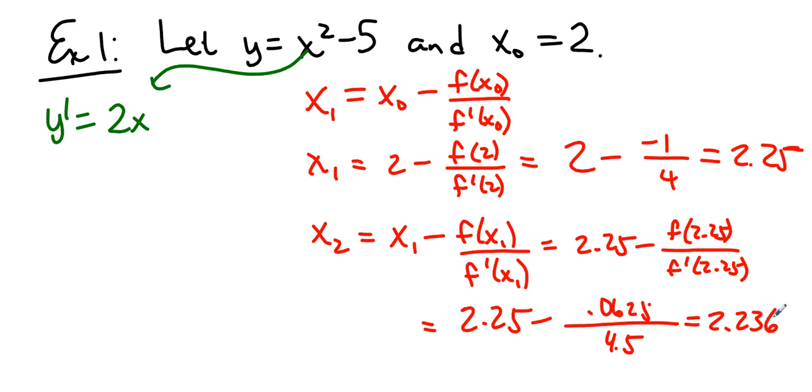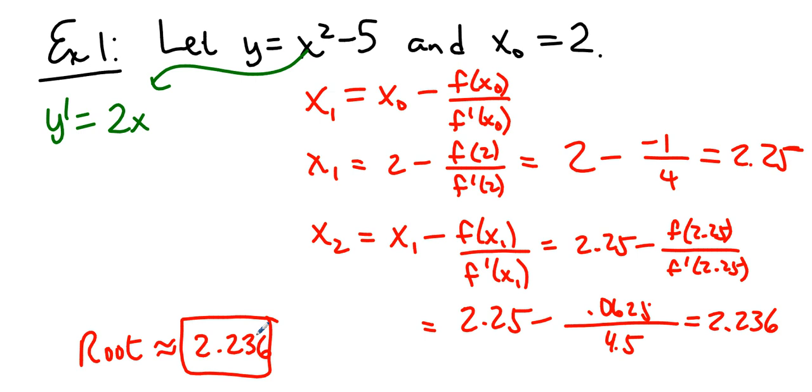And we can keep doing this and doing this and doing this. The more we do it, the better the approximation is. So the root is approximately 2.236. We could do it again. We could get better approximations by continuing Newton's method. Take the 2.236, run this process again. We could, we won't, but we could.